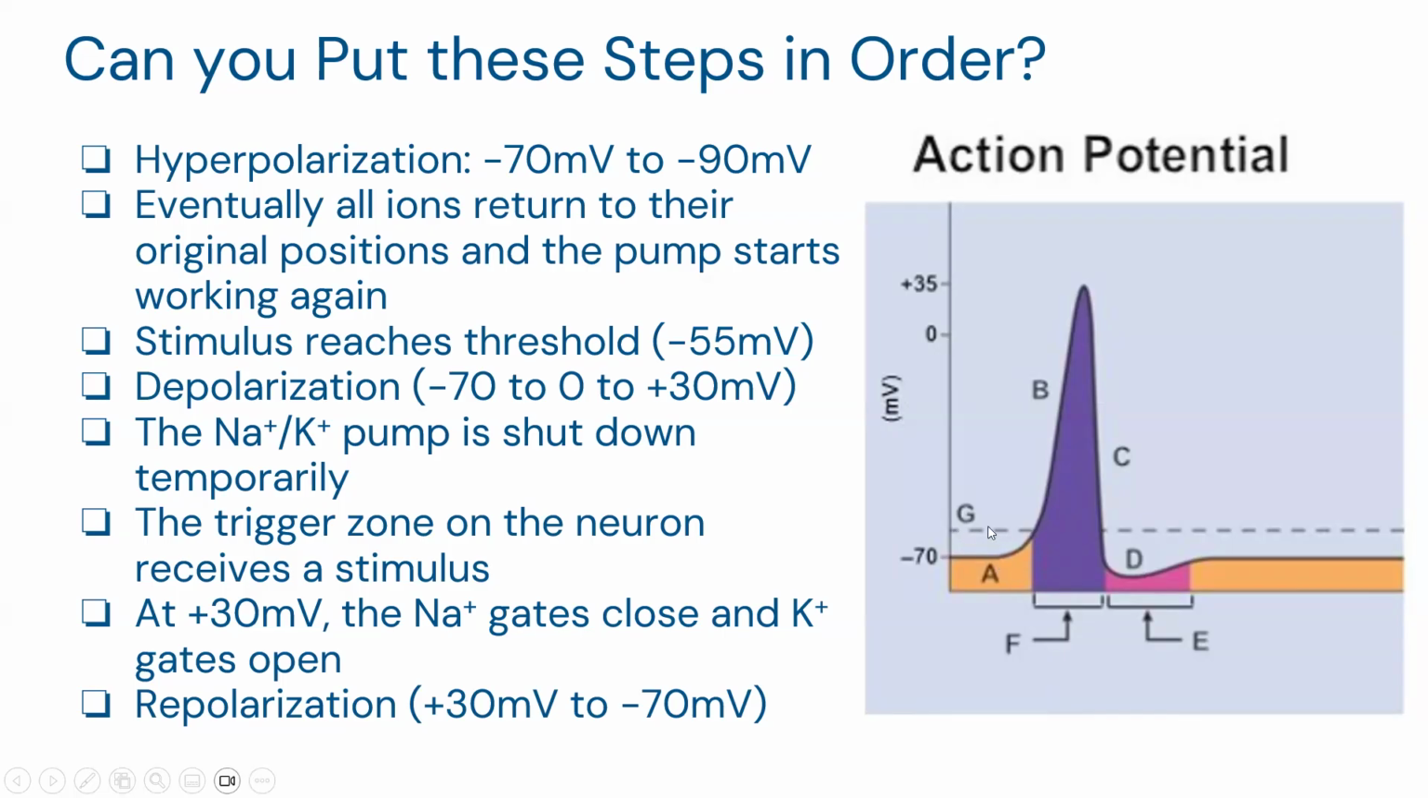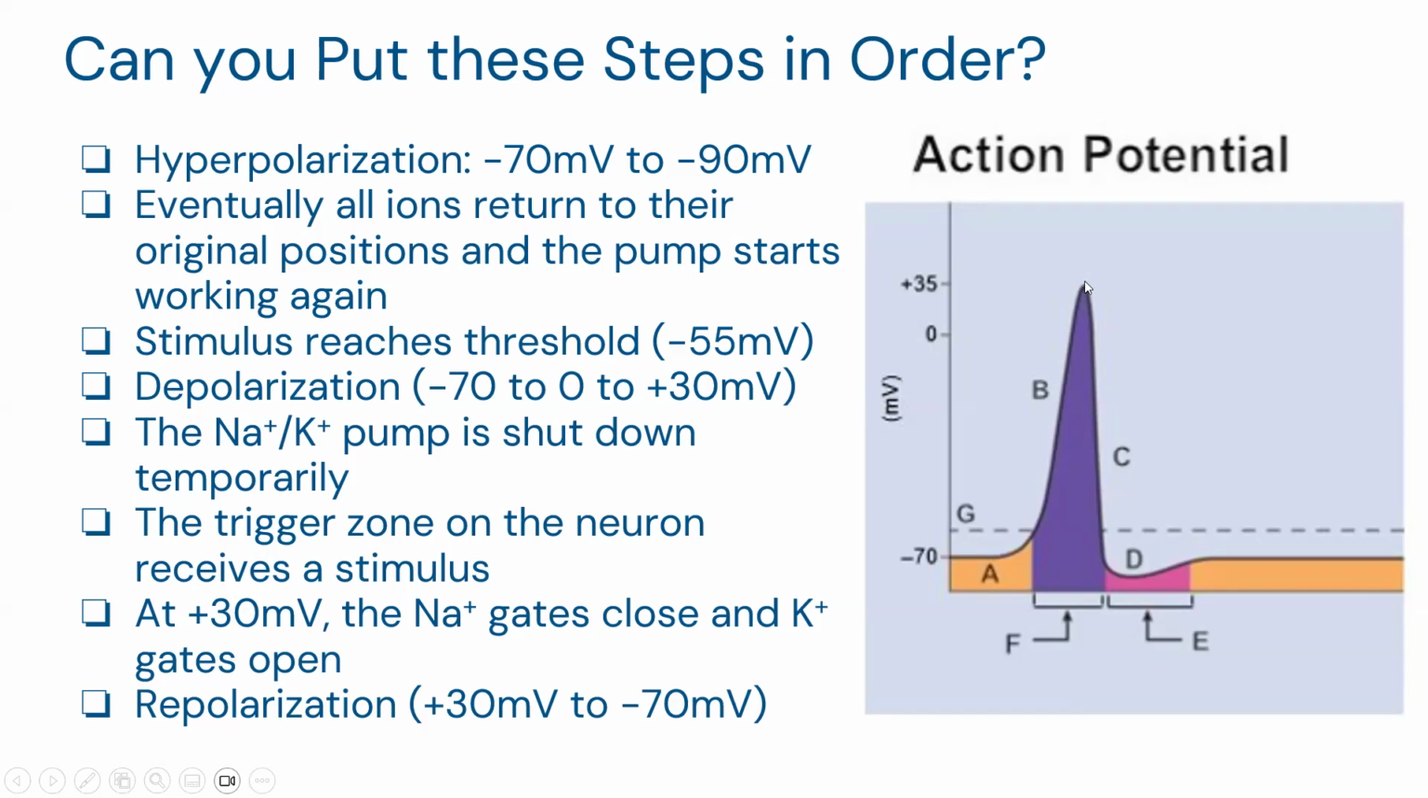If that graded potential reaches our dotted line G, that's our threshold, we know based on the all or none principle that we're going to get a full depolarization. So B here would be depolarization. That means our sodium voltage gated channels, to be specific, are now open, and sodium rushes into our axon. We now have an action potential sent.